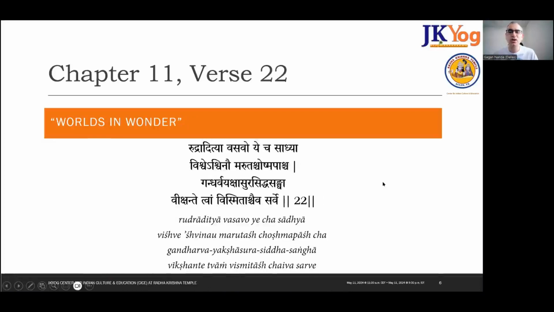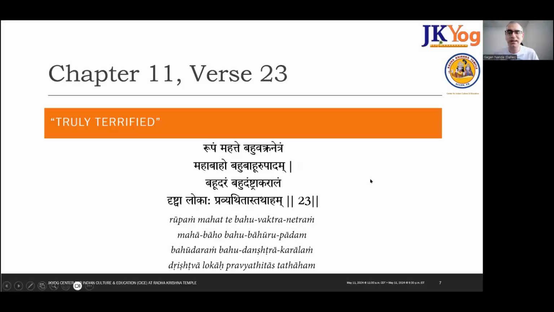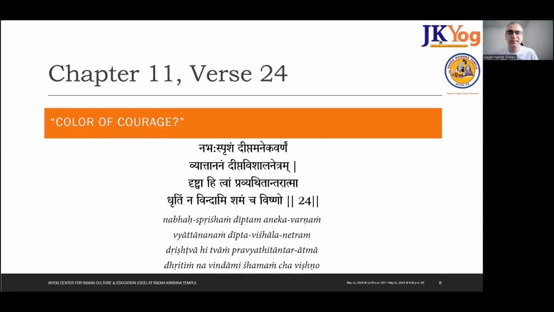Chapter 11, verse 22, worlds in wonder. Here you have a long list, similar to what we saw earlier in the chapter, Rudras, Adityas, Maruts, etc., all beholding Sri Krishna in wonder. Chapter 11, verse 23, we start getting to the fear or terrifying words and phrases. Here the catchphrase is truly terrified, because Arjun sees that all the worlds, all the different personalities, are terrified. They are terror-stricken by what they're seeing of Sri Krishna, and Arjun, seeing that, admits that so is he. Chapter 11, verse 24, we have the catchphrase as a question, color of courage.